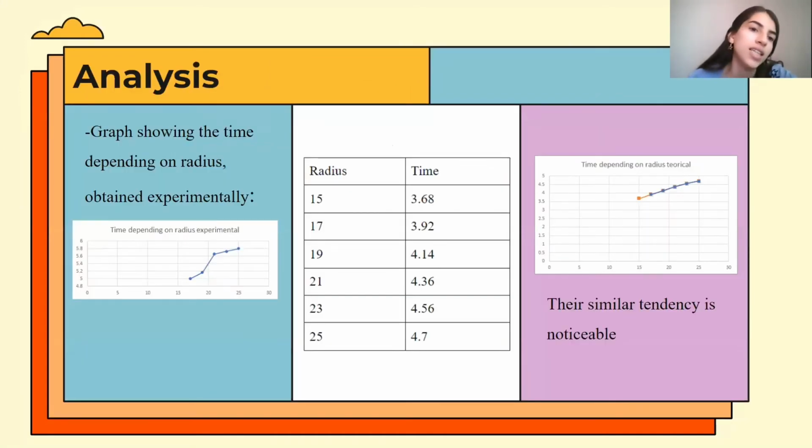In the analysis, the first graph shows the time against radius just so that you can see it more vividly. Then I have the results I got from calculating the time in a theoretical way, and I illustrated it the same way as the other. We can definitely see that it has a similar tendency to increase, and it's a lot more stable.